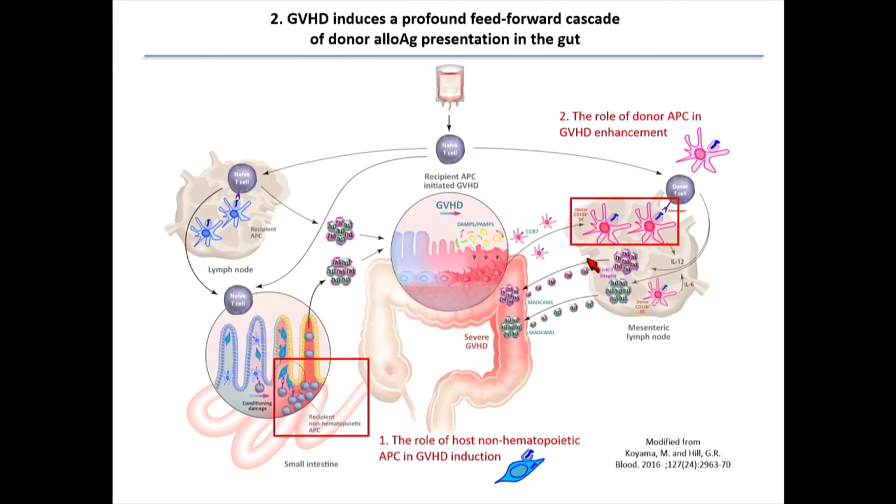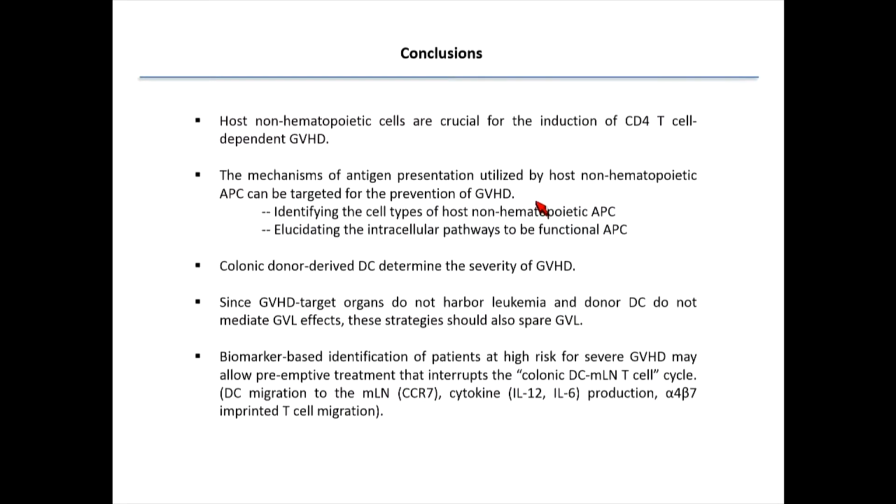And those T cells imprint back to the intestine, and then this cycle is a feed-forward cascade that makes severe GVHD. So in conclusion, the host non-hematopoietic epithelial cells are crucial for the induction of CD4 T cell mediated GVHD. The mechanism of antigen presentation utilized by the host non-hematopoietic APC can be targeted for the prevention of GVHD. For that, we need to identify the cell types of the host non-hematopoietic APC, and also we need to elucidate the intracellular pathways needed to be functional APC.